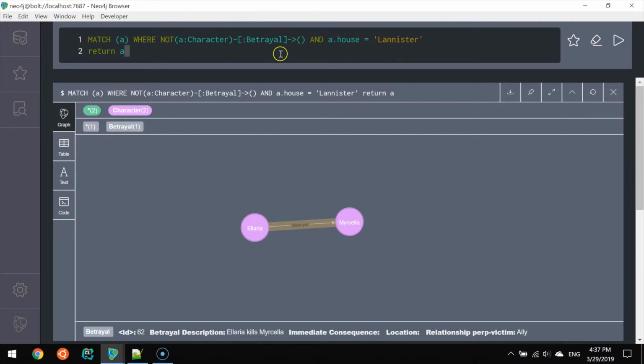So that's why it's important to make sure that our left operand is always lighter than the right operand, because that optimizes our runtime. So actually in this query, it was better if we had checked if the node was of House Lannister and then checked if it didn't betray anyone.